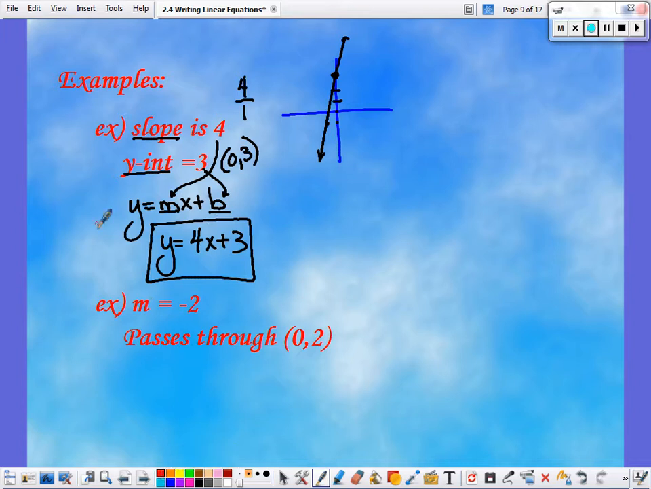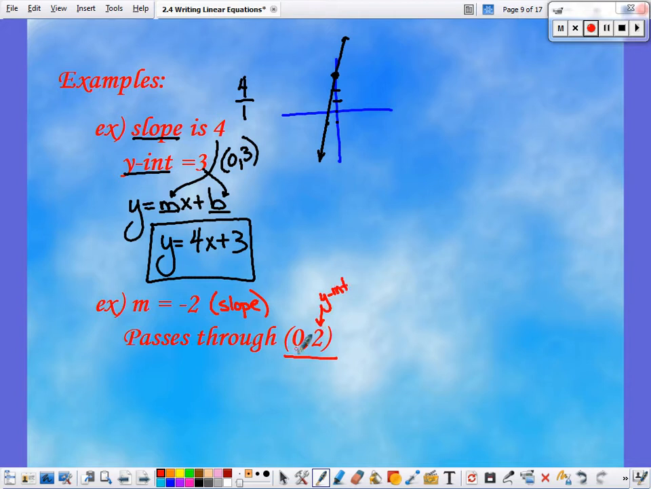Another form for the exact same type of problem is this. They may say m is equal to -2. Remember, that is your slope. And then they say it passes through the point 0, 2. Now we may take for granted, think this is just some random point, but notice when the x is 0, that means the 2 has to be the y-intercept.